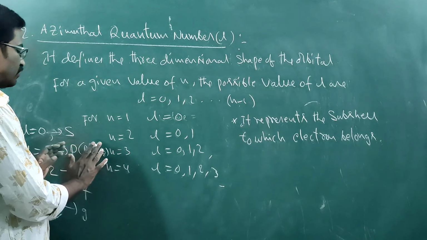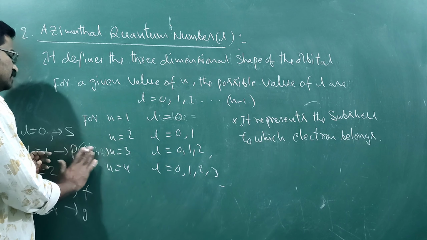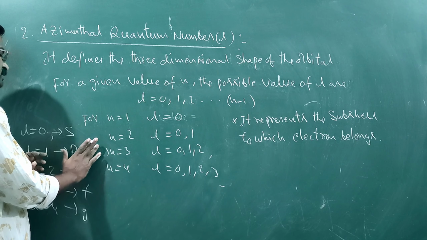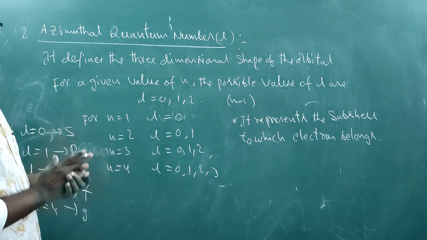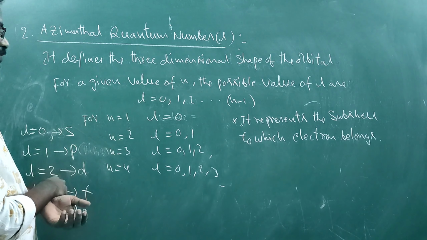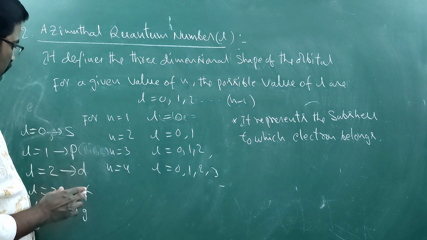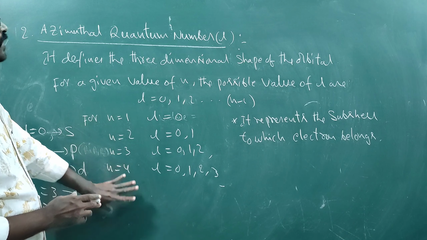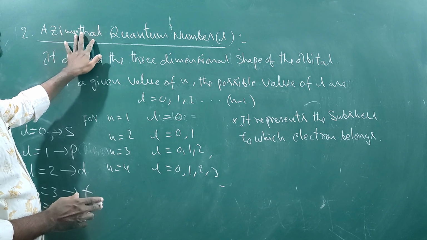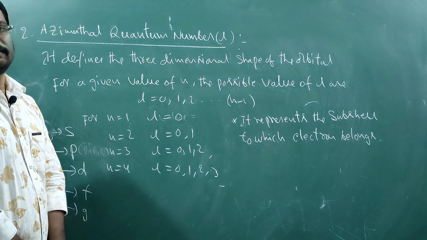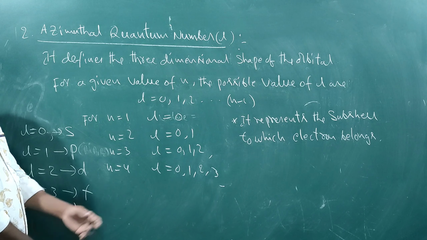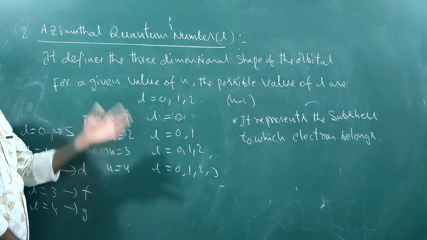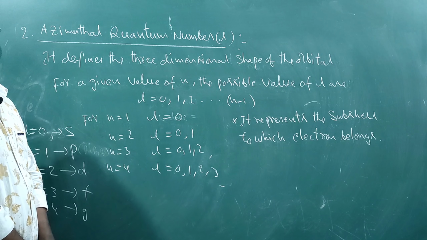It cannot deal with orbitals; it only deals with the subshell to which the electrons belong. So this is enough for understanding the azimuthal quantum number L. You know this is the basic idea from the 10th class.